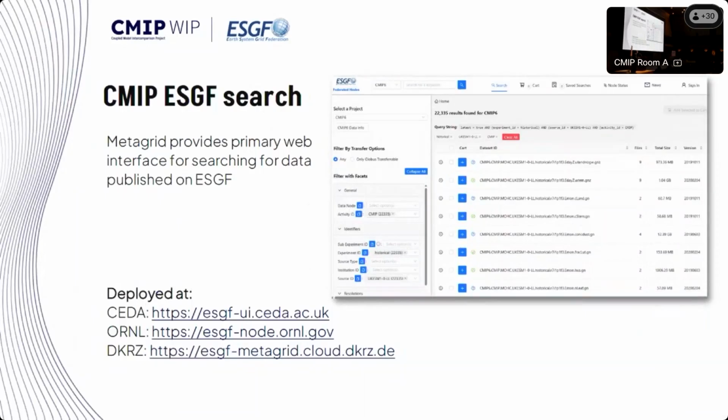This is something that has been updated since CMIP6 began. We've got the new MetaGrid interface, which allows you to search for any facet of the data, and is deployed at a number of the ESGF centres. So CEDA, Oak Ridge, DKRZ, and I believe there's another one at NCI in Australia.